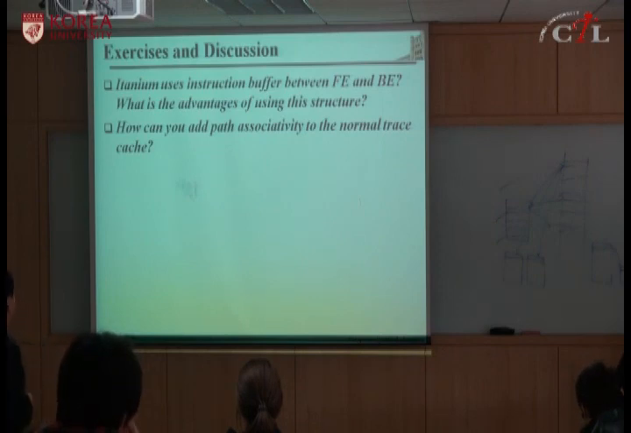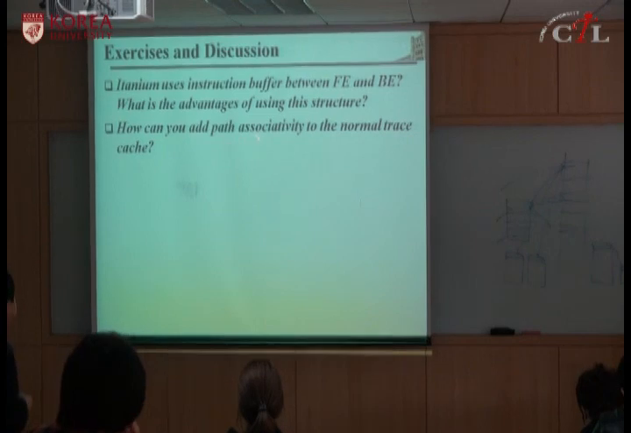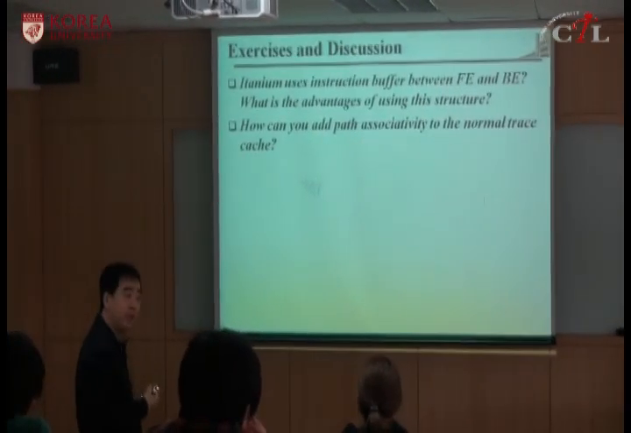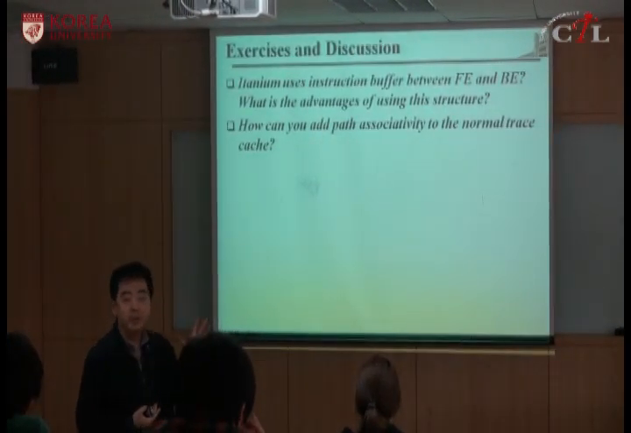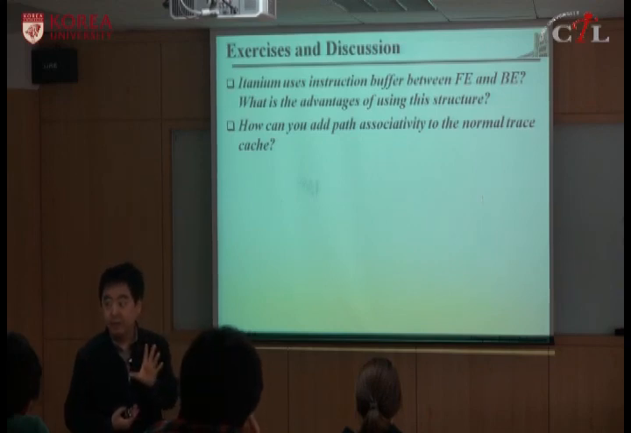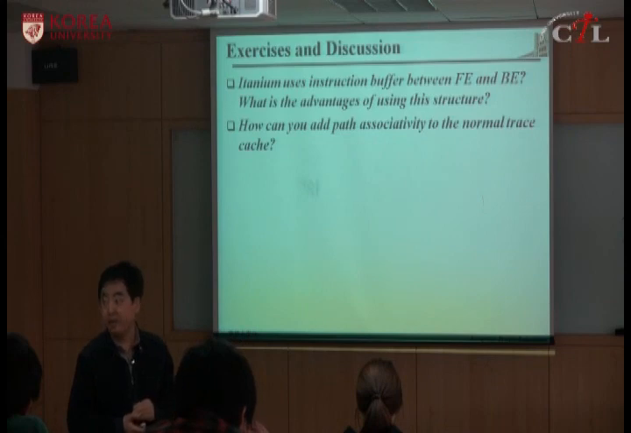Okay? How can you add path associativity to the normal trace cache line? As we have studied, if you use tag plus branch flag as an index, you can support this path associativity easily, right?